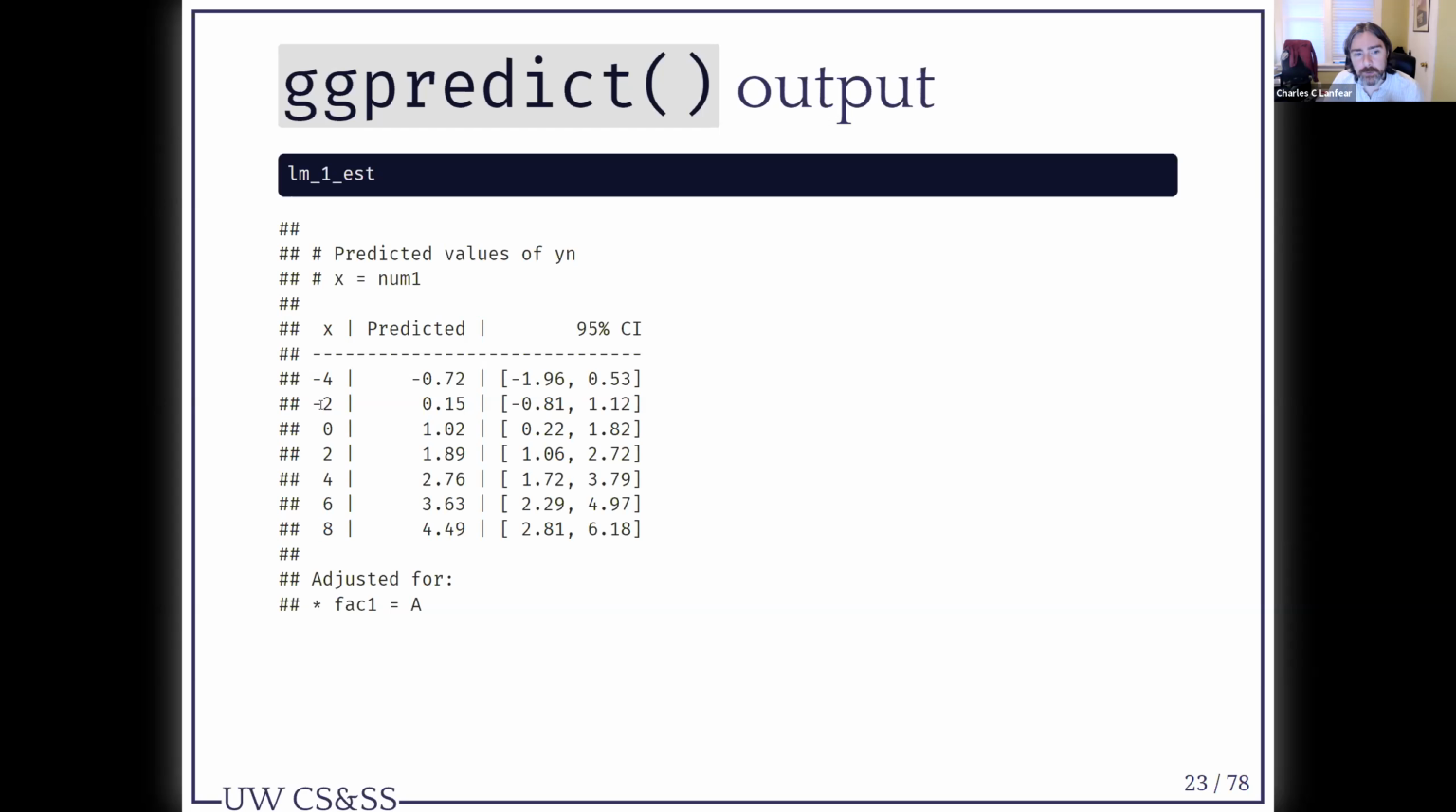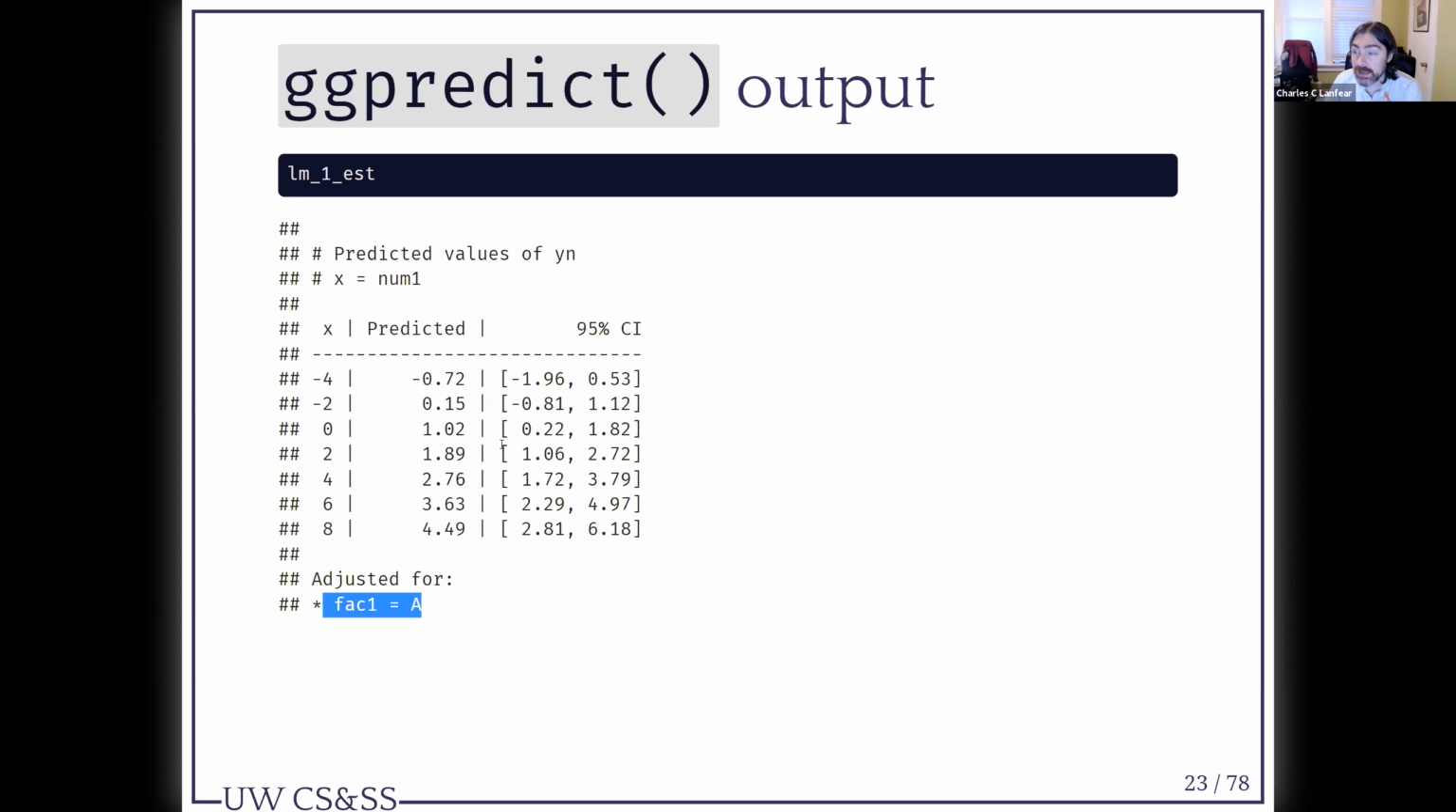At each of these levels of x, this is the predicted value of y, and this is the 95% confidence interval of that prediction. Okay, and notice here it says this result is adjusted for my factor variable being set to its reference level. So these results are across all values of x, or the full range of them, while holding constant other variables in the model.